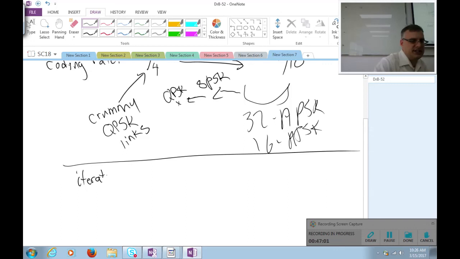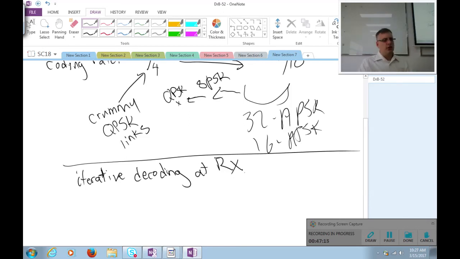First of all, one is not really a standard, but rather something people are looking into: iterative decoding at the receiver. So in a classic communication system, you detect your signal and you figure out what constellation point you received as a symbol. And then once you're done detecting all of your signals, you run those bits that you've calculated through a decoder, right?